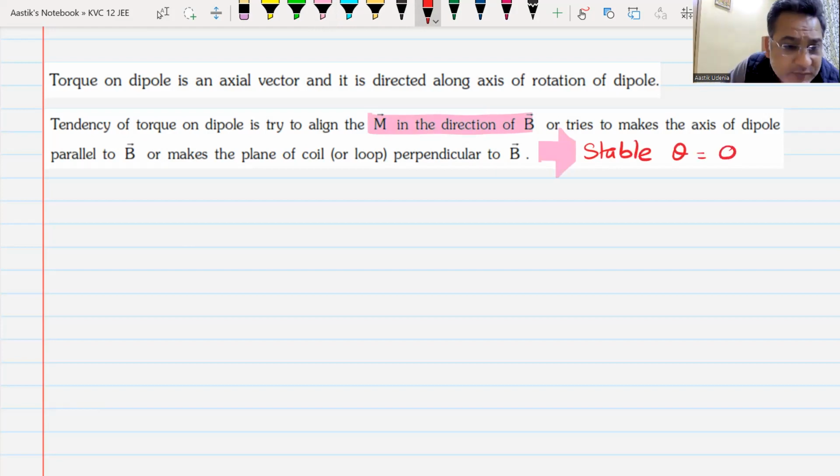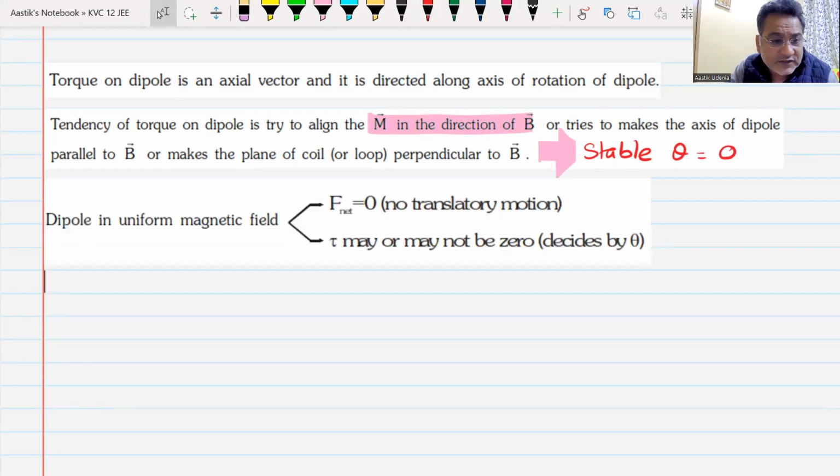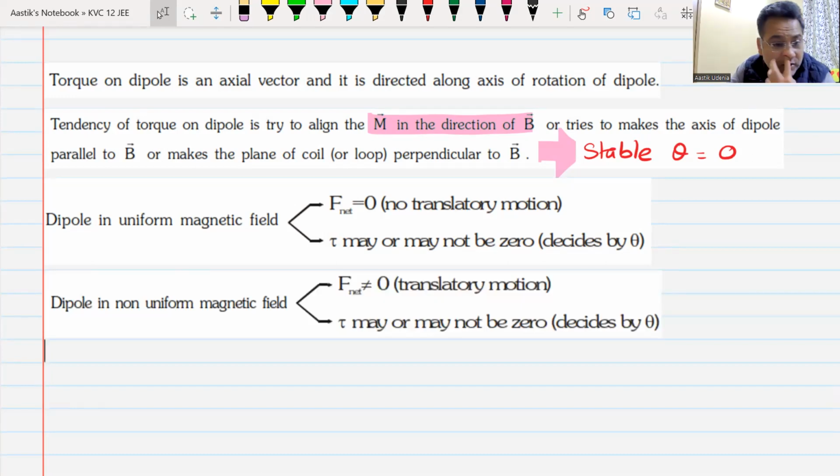Do we understand this? If a dipole is placed in a uniform magnetic field, force is 0, torque may be 0, it may not be 0. If the dipole is in a non-uniform magnetic field, force is definitely not 0. Torque may or may not be 0, depending on the value of the angle theta between M and B or P and E or whatever. Do we understand this?